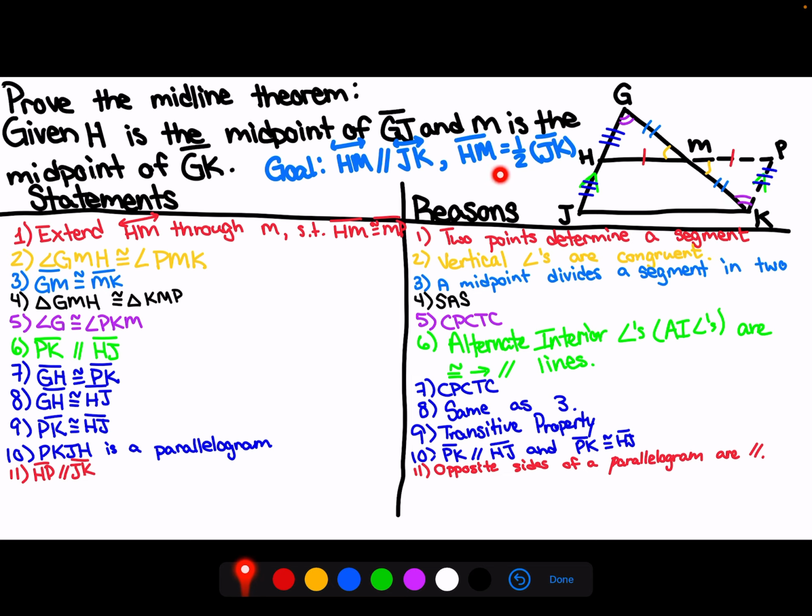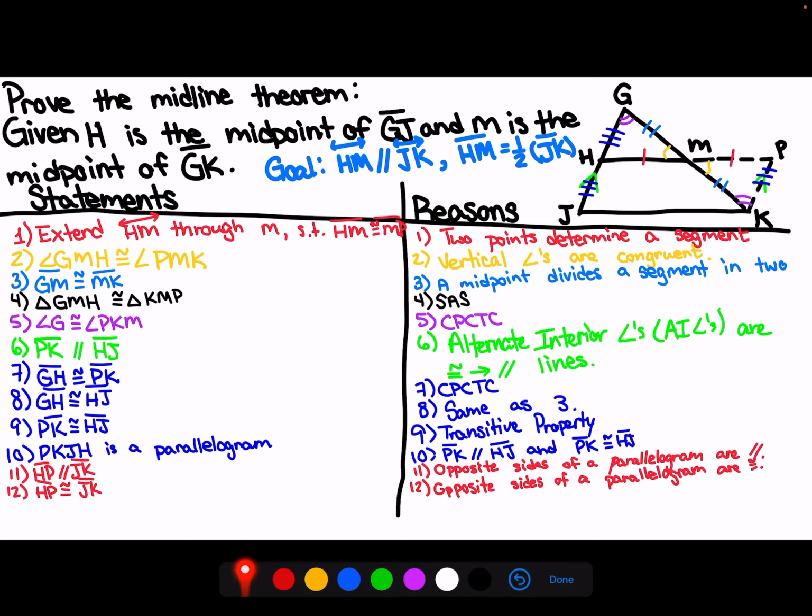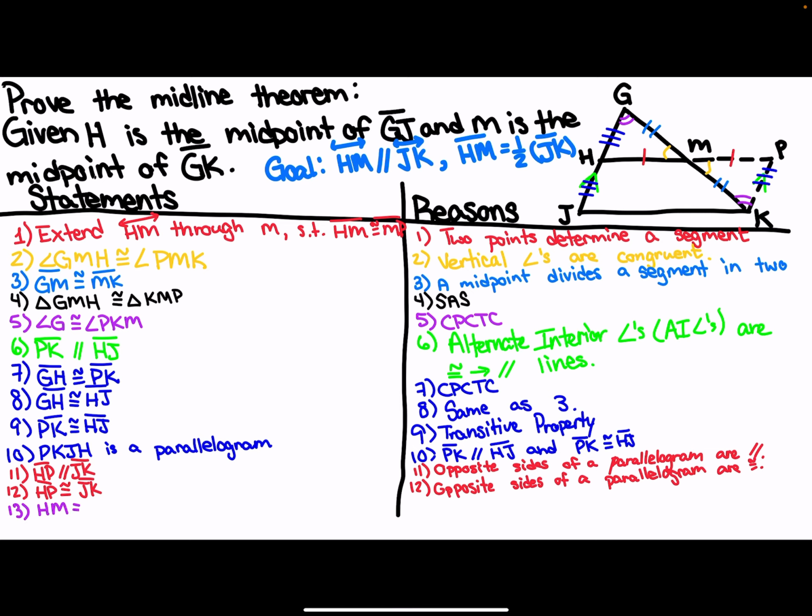Now we need to reach our second goal: HM is equal to 1/2 of JK. So the next thing that I can state is that HP is congruent to JK. And that goes back to another property of parallelograms, that opposite sides of parallelograms are congruent. From here, if these two full segments are congruent to each other, and I know HM is equal to MP, then I can therefore say that HM is equal to 1/2 of HP.